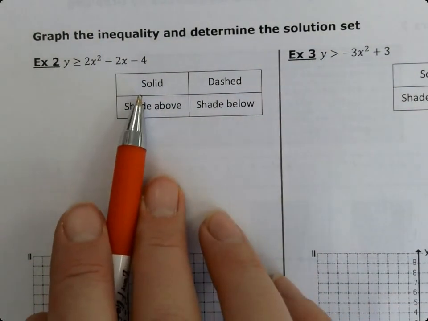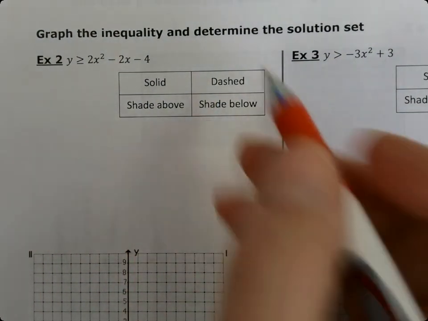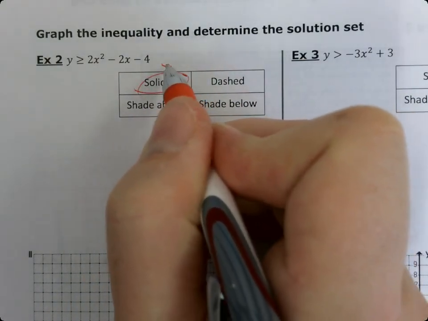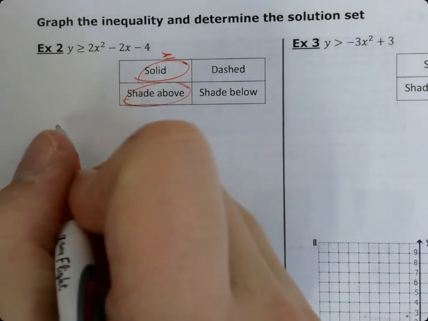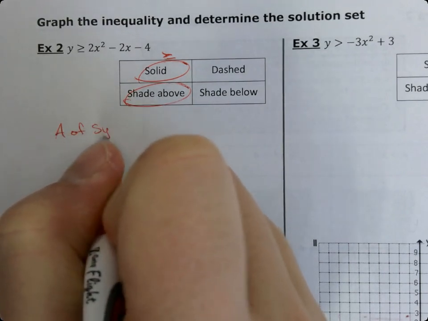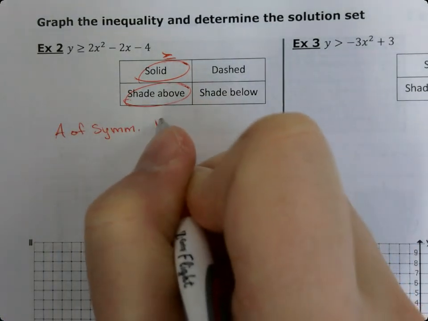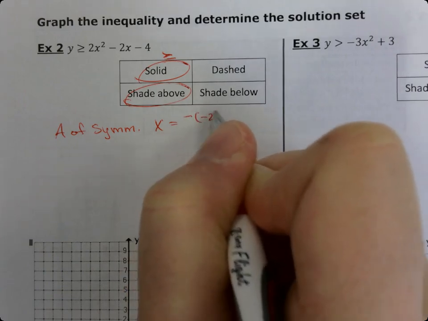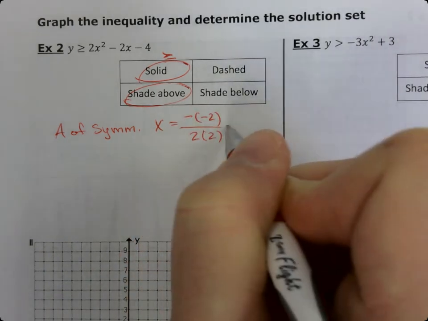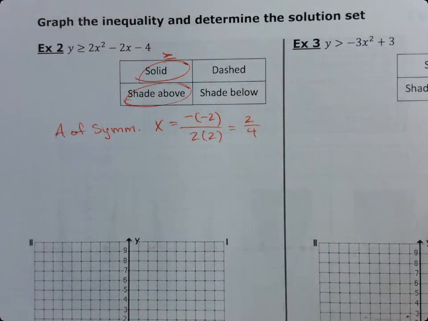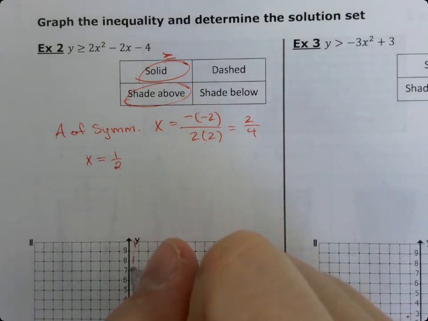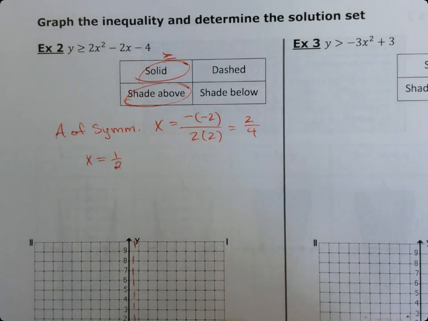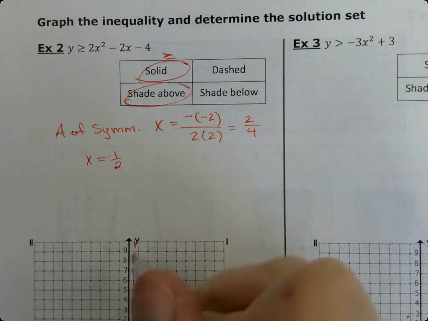All right, guys, solid or dashed? Solid because it's greater than or equal to. Are you shading above or below? Above because greater means up. Okay, so first thing I'm going to do is find my axis of symmetry. Using my formula, x equals -b over 2a, so -(-2) over 2 times 2. So I'm looking at 2 over 4. Does anybody agree that I should get 1/2? Yeah. Okay, so do your best to get that axis of symmetry at x equals 1/2.